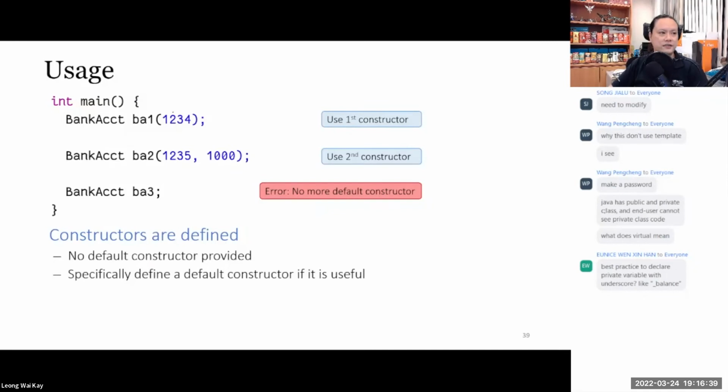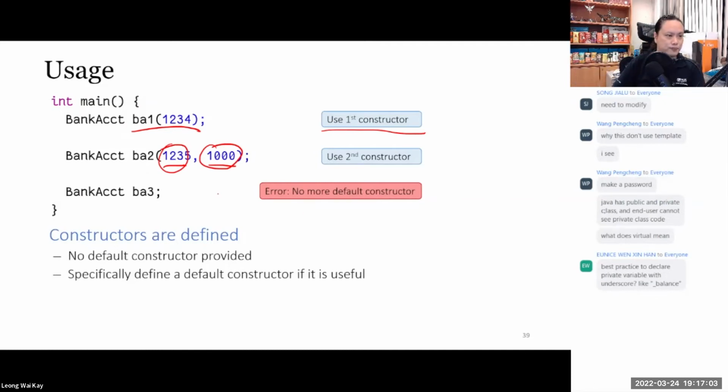So let us look at the usage. In my main, I can do bank account 1, 1234. This will use the first constructor, so the balance will just be 0 by default. I can also call the other constructor: 1235, 1000. This is the bank account number, and this is the balance that I have. So this will call the second constructor.